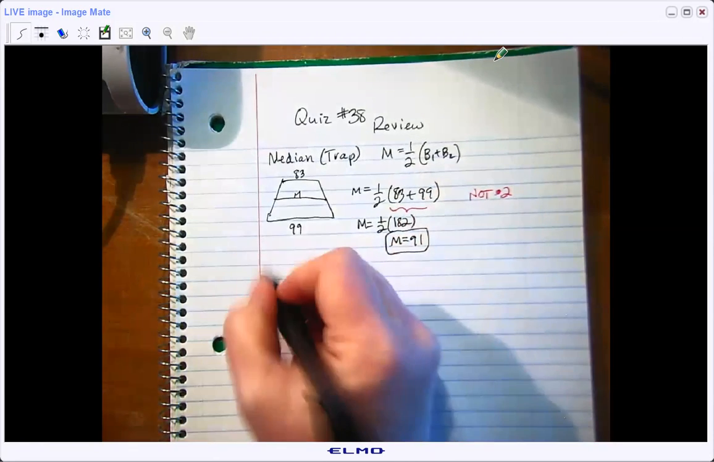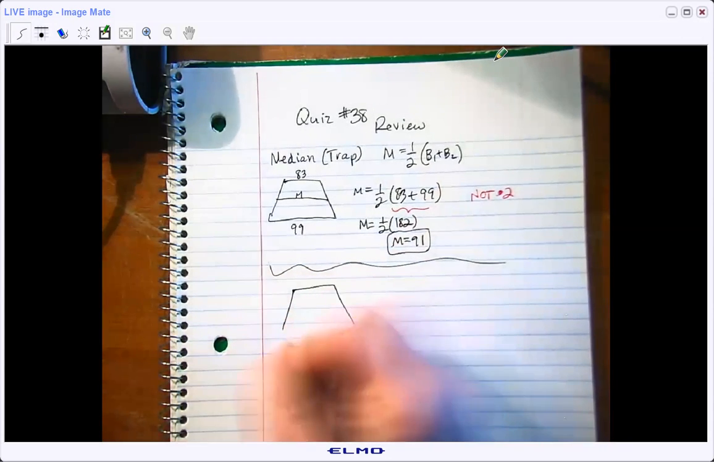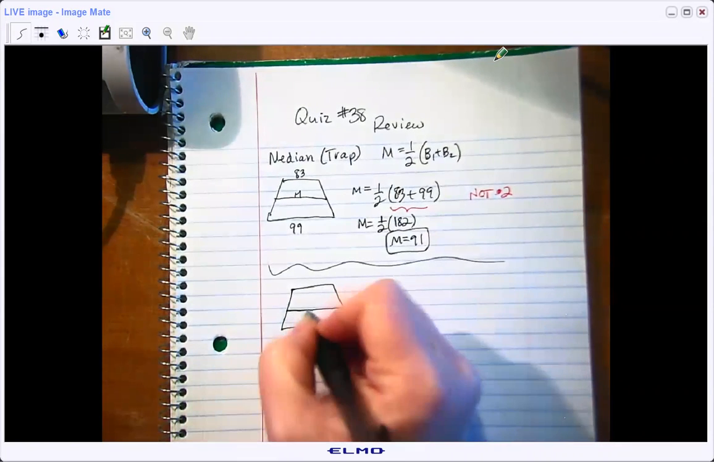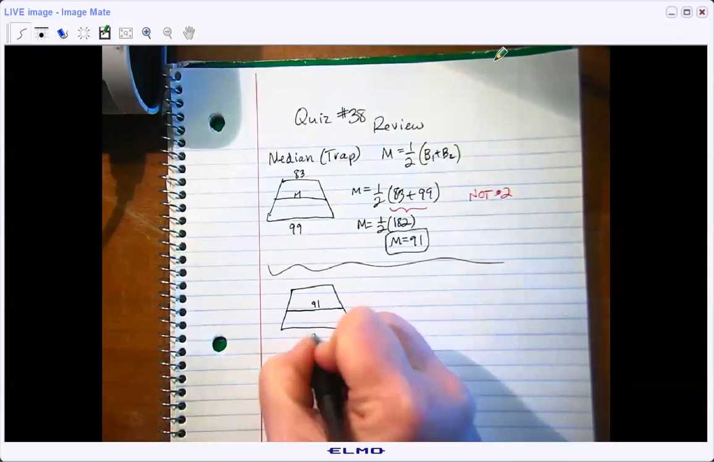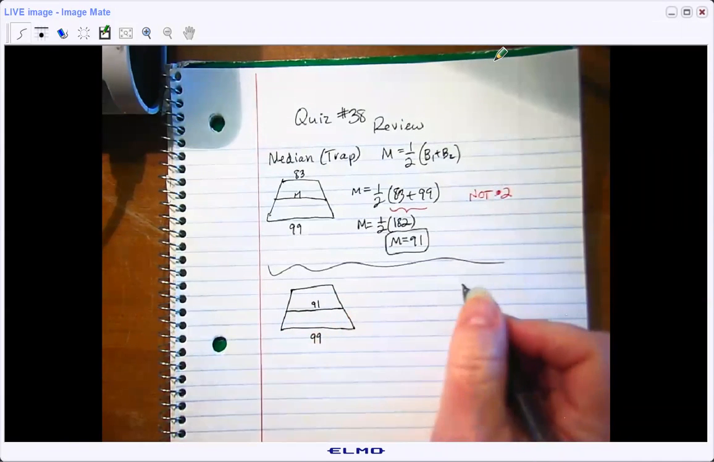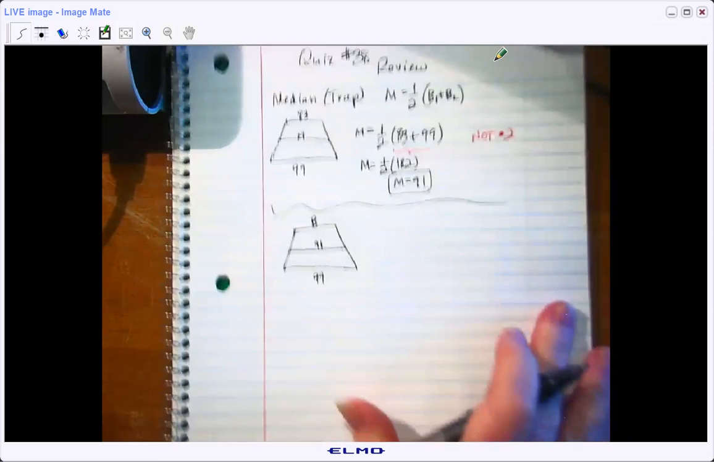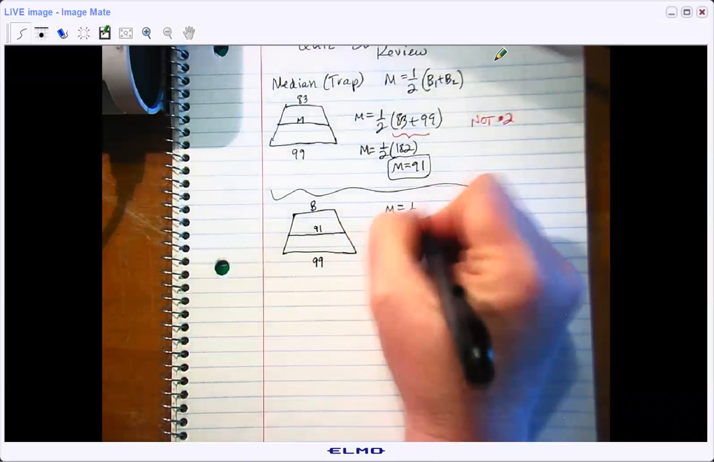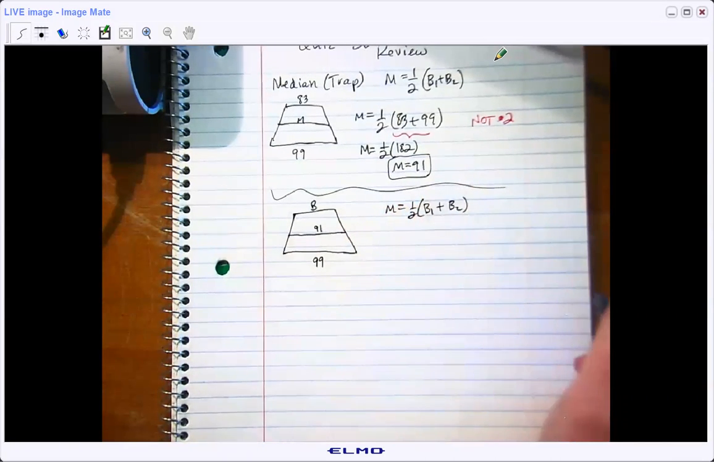Okay. We're going to actually work it backwards. We're going to use the same problem so you can see that it really is the same. This time I'm going to give you the median, which we know is 91. And I'm going to give you this base of 99. And we need to find our other base. So it's the same exact formula of M is equal to 1/2 (B1 plus B2).